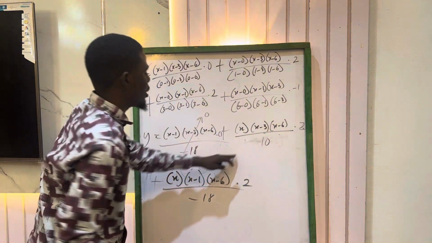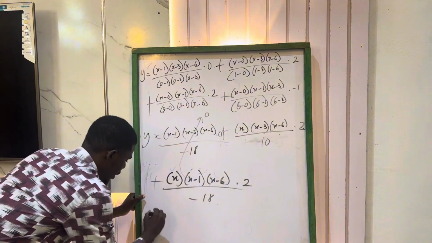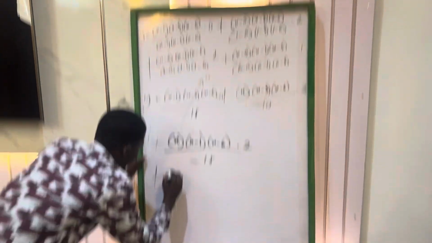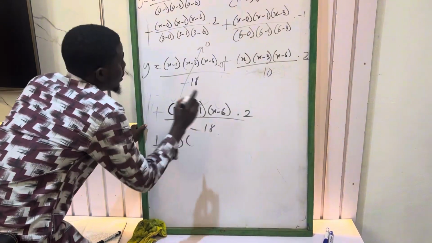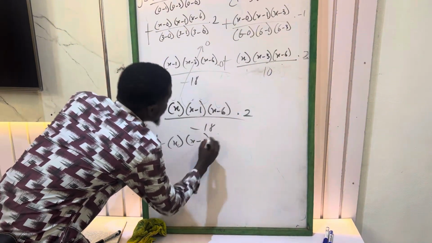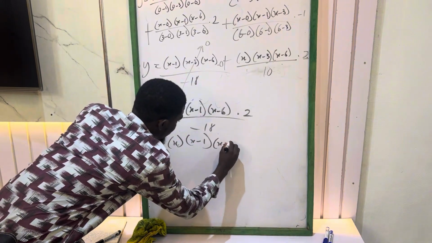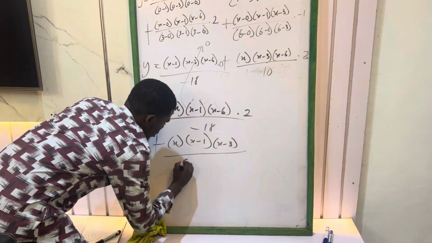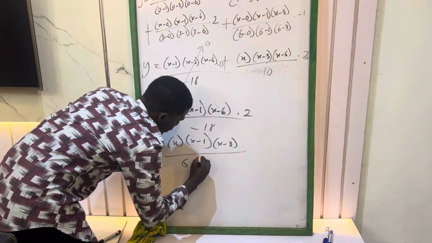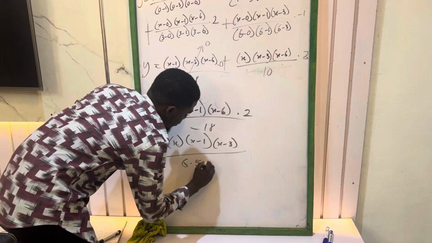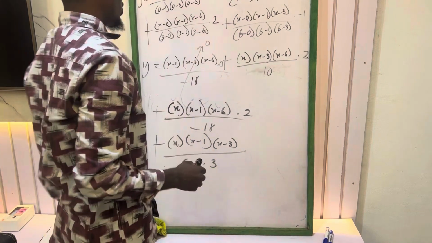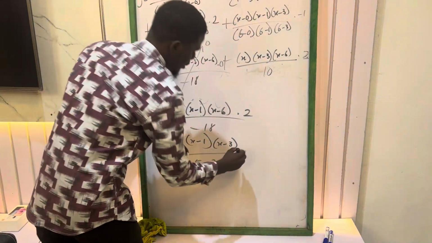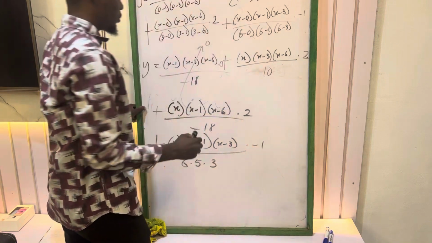So now go to the last term. So this is the last term. So I'm going to have plus x, then multiplied by x minus 1, multiplied by x minus 3. Then all this is going to be over 6 times 6 minus 1, that's 5. Then multiplied by 3. So that's going to be 6 times 5 times 3. So all this is multiplied by minus 1.